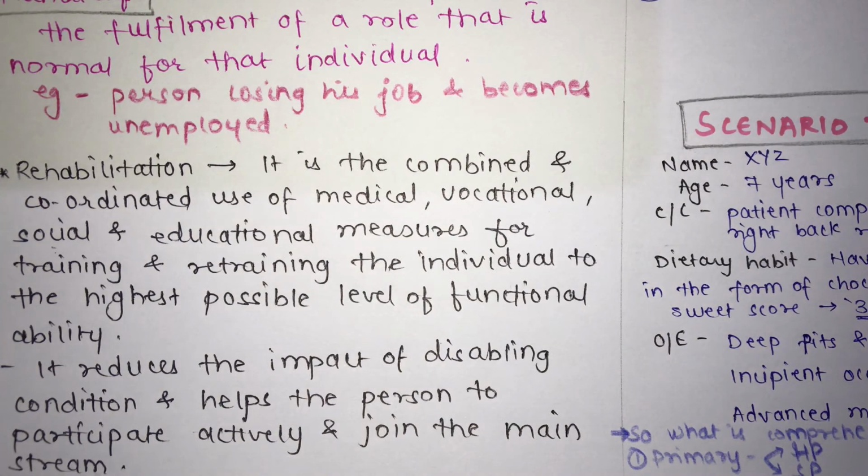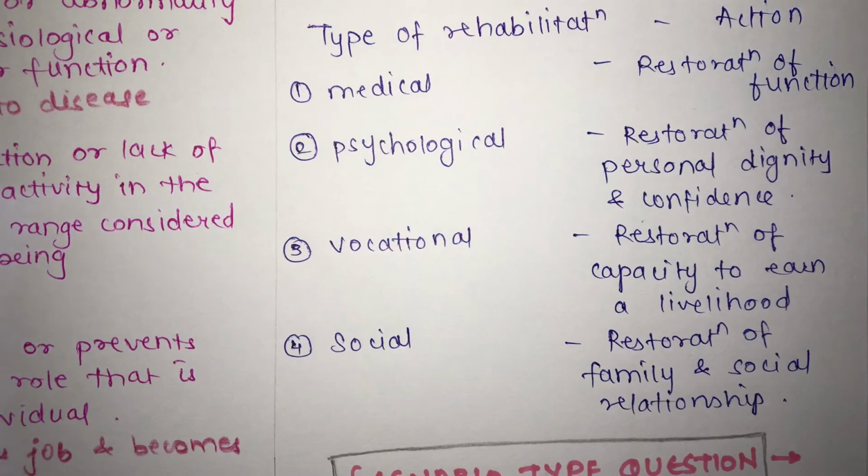So now because of this disease, the patient becomes handicapped or disabled. So this rehabilitation encourages the patient. These are the 4 types of rehabilitation as we have seen. Medical: the action of medical is restoration of the function. For example, provision of dentures. So now that patient has lost his teeth, medical rehabilitation is when you are fabricating a denture.